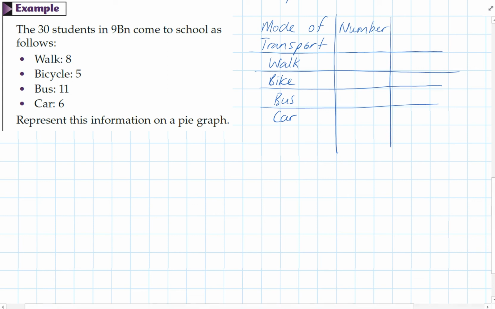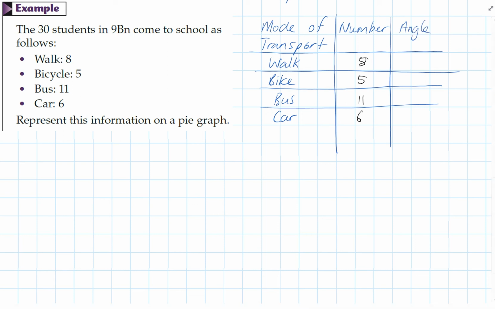And perhaps I should be using a different colour here. So 5 people walk, 8 people bike, 11 people bus, and 6 people take the car. And then what we have to work out is the angle as a percentage or a part of 360.